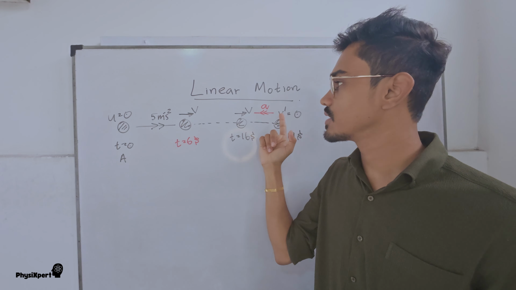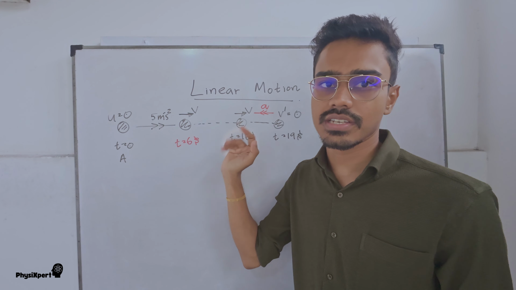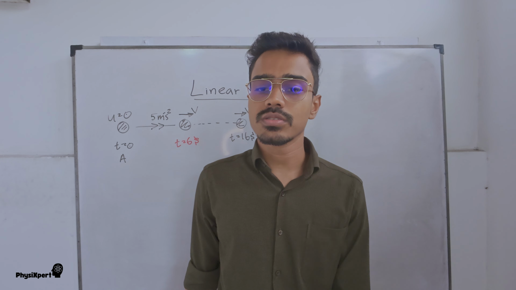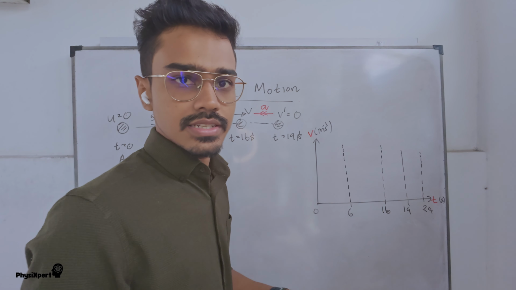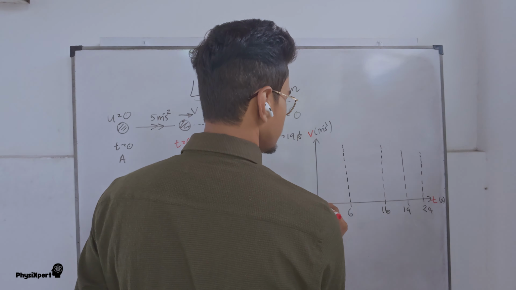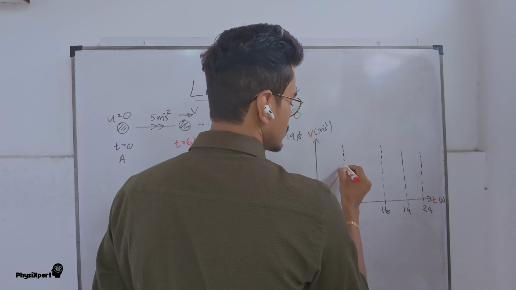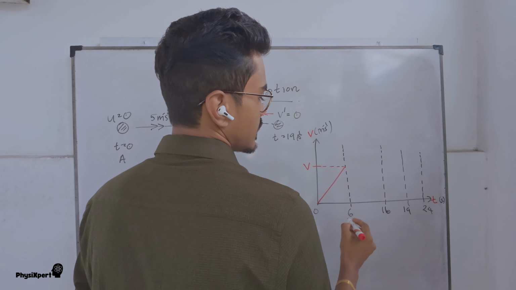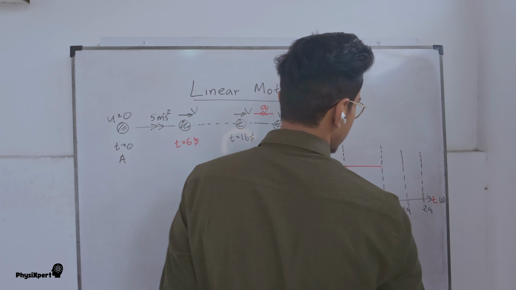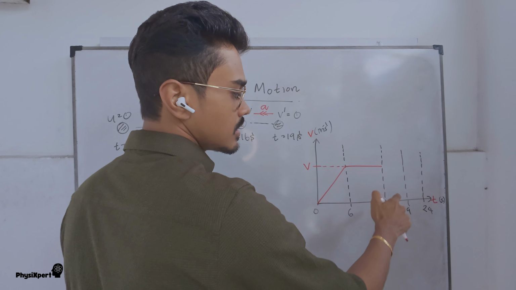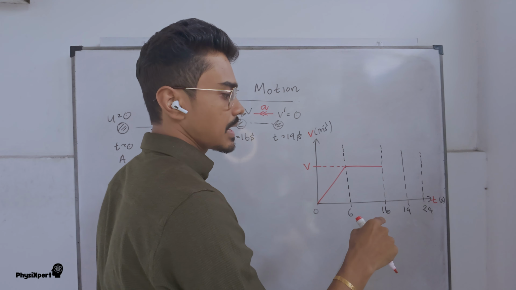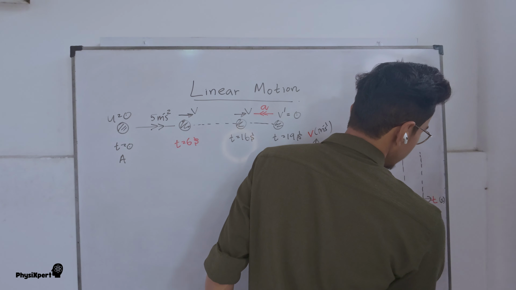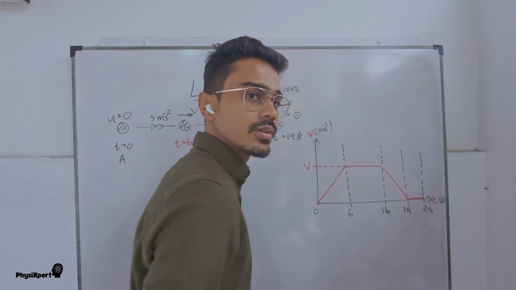The final velocity v dash here is 0, and since this is a deceleration, I mark that acceleration in the opposite direction. First question: plot a VT graph for the entire motion of the bus. The first part is an acceleration, so from here to here it accelerates with 5 ms^-2 and gains the velocity v. From here to here it continues the motion with that gained velocity. From 16 to 19 brakes are applied. At 19 the bus stops, and from 19 to 24 it is at rest.